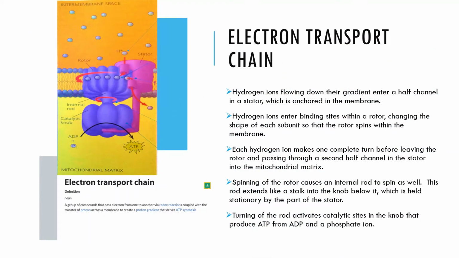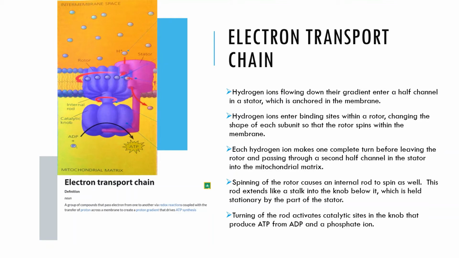Alright, next is the electron transport chain. So, reading our definition, a group of compounds that pass electrons from one to another via redox reactions, coupled with the transfer of proton across the membrane to create a proton gradient that drives ATP synthesis. So here, looking at our image, we have an intramembrane space and the mitochondrial matrix. So one is basically the cytoplasm, the other is actually inside the mitochondria.